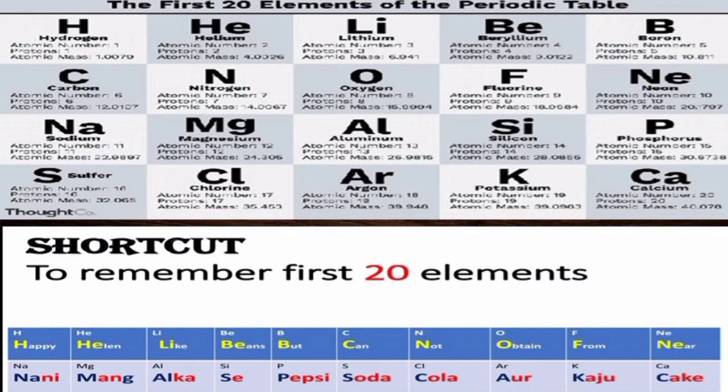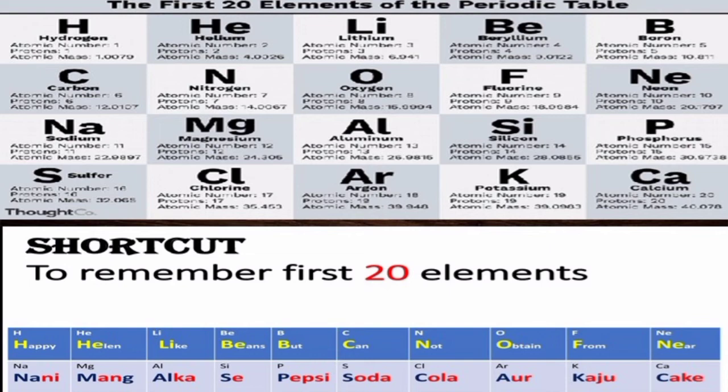Now what about the next 10 elements? Let us see. It is Nani Mang Alka Se Pepsi, soda, cola or kaju cake. Now this is in Hindi. Okay, so remember Na stands for sodium. Mang, M-A-N-G, so M and G you have to take. Mg stands for magnesium. Alka, A-L, the starting two letters, it will be aluminium. Se, so S, take it, it is silicon, like that.